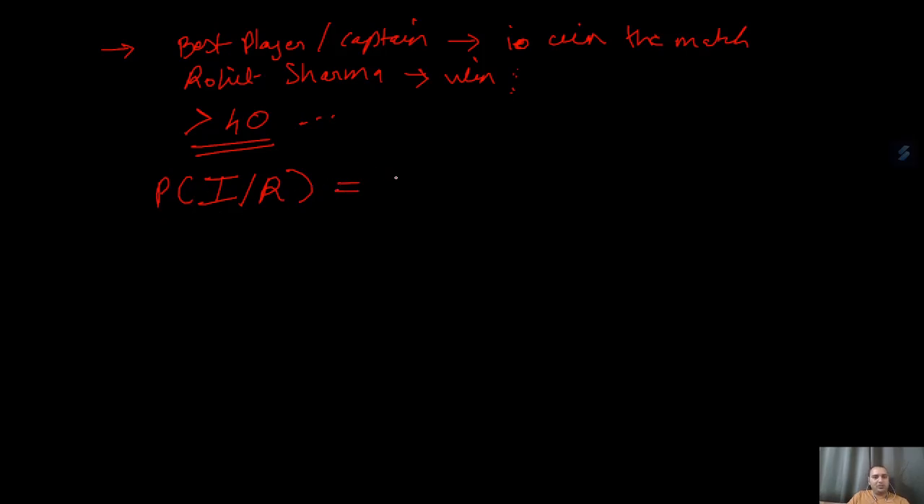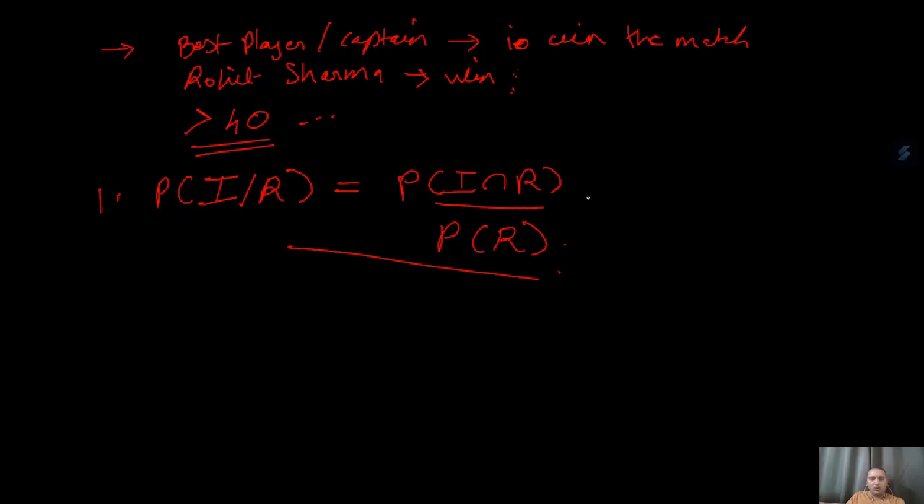So, this is our problem statement, and the probability is P(I intersection R), that is the probability that India wins and Rohit Sharma scores more than 40, upon the probability that Rohit Sharma scores more than 40 runs. So that is our problem statement, simple, that is step 1. There are some more complexities which we are going to add later, but let us first see how we can do this. So in order to find this, we need a data set.